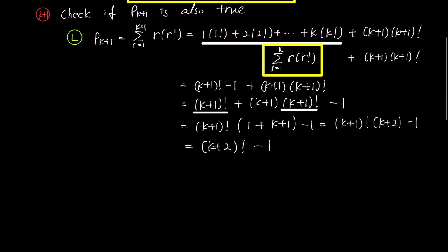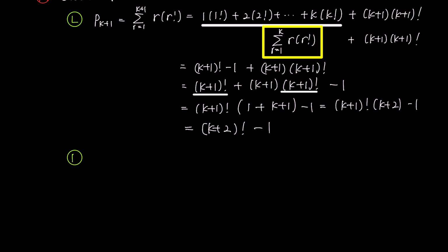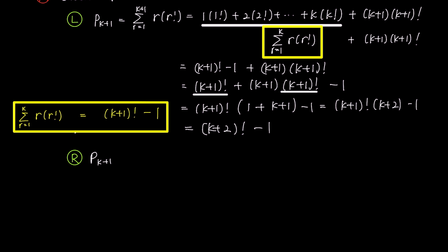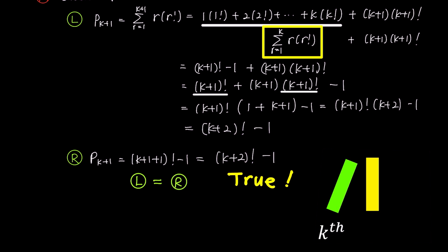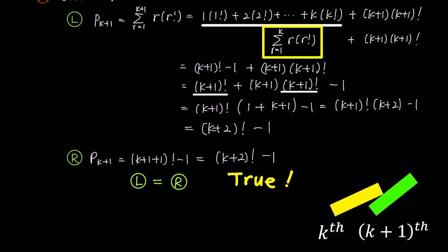Now let's examine the right side. To find P sub k plus 1 on the right side, if we substitute k plus 1 for k in the formula, P sub k is k plus 1 factorial minus 1, then P sub k plus 1 becomes k plus 1 plus 1 factorial minus 1, ultimately resulting in k plus 2 factorial minus 1. Since the result of the left side and the right side are the same, we have shown that P sub k plus 1 is true. In other words, when the kth domino falls, the immediately following domino, the k plus 1th domino, also falls.